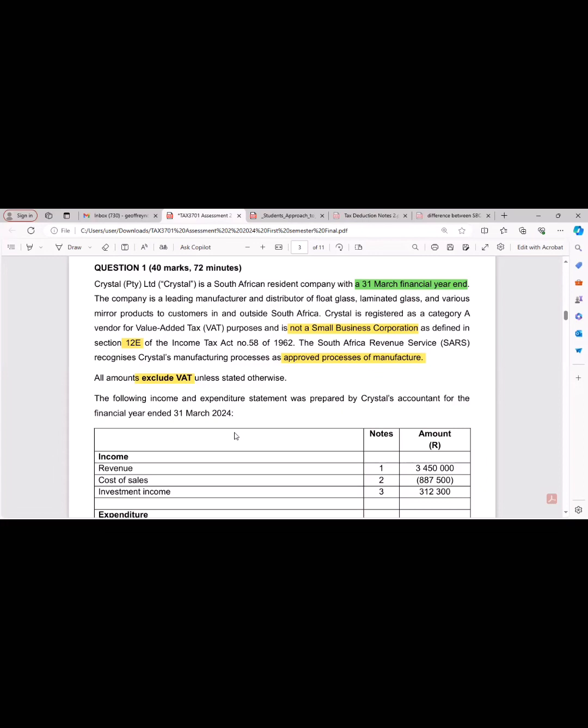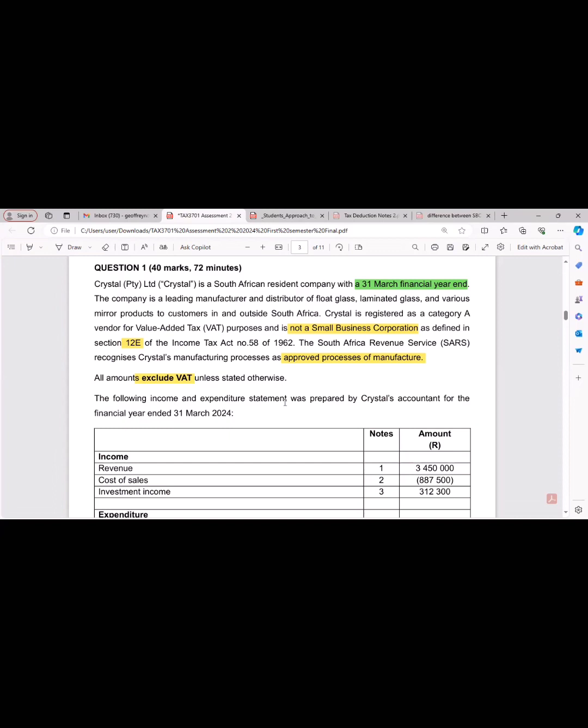I think students are cramming taxation, but they're not understanding what's going on. The reason is because we just want to pass, but later on you discover you want to continue with tax, and you've forgotten all those things. So the following is the income and expense statement.